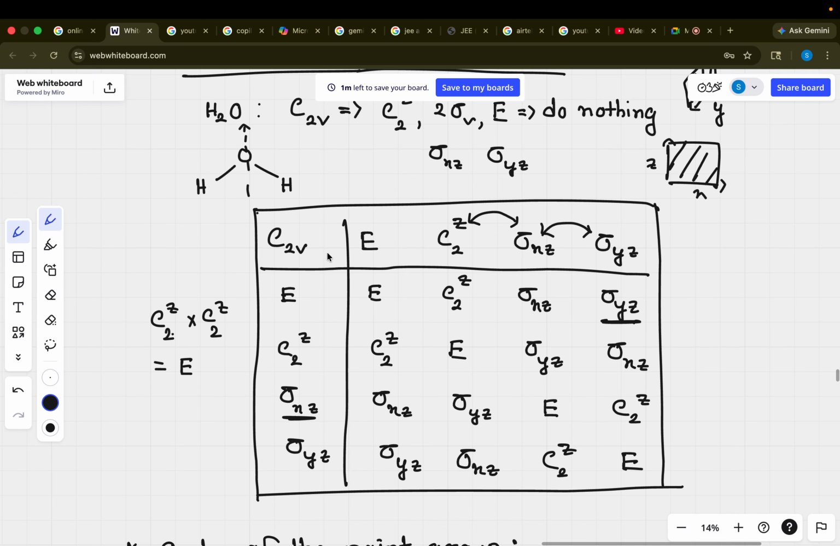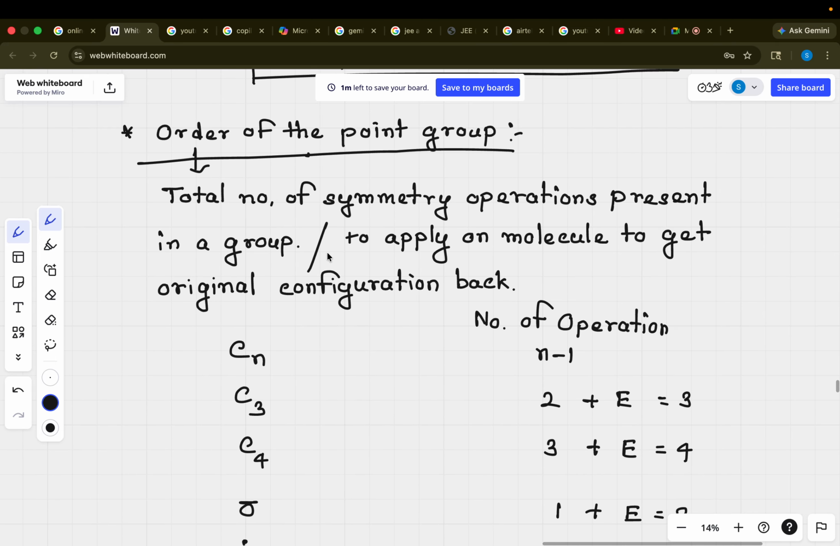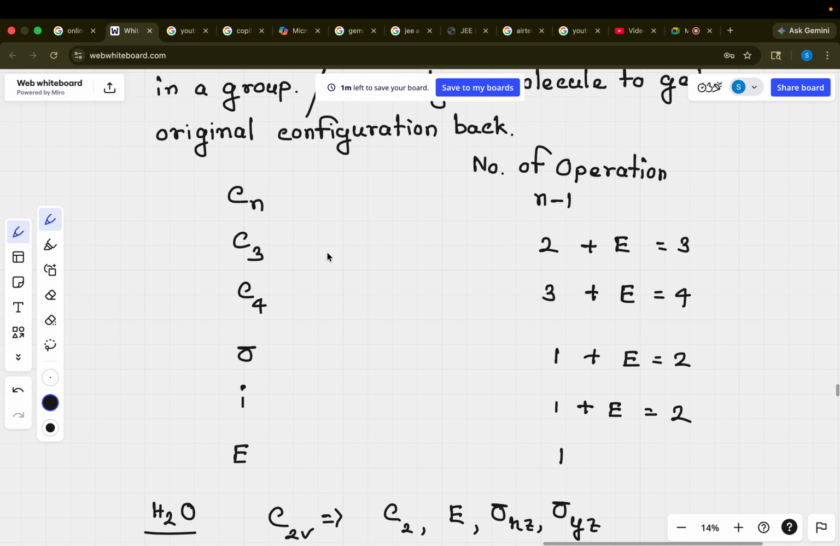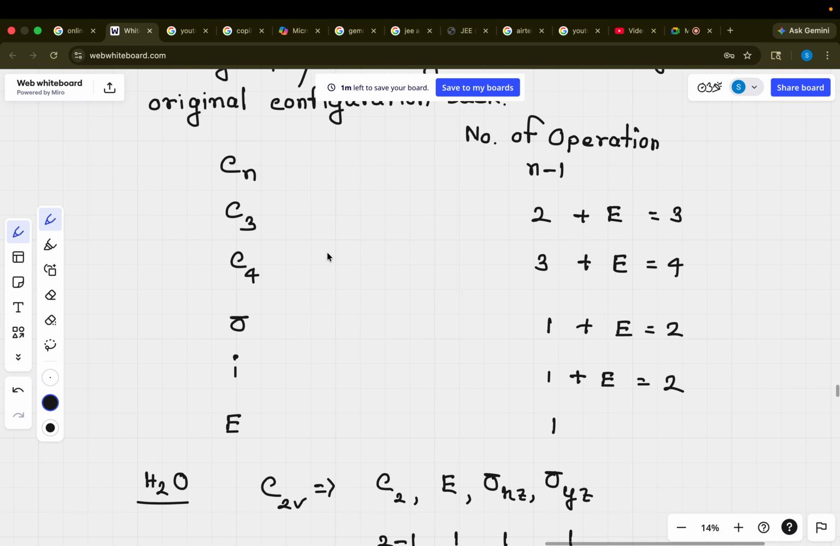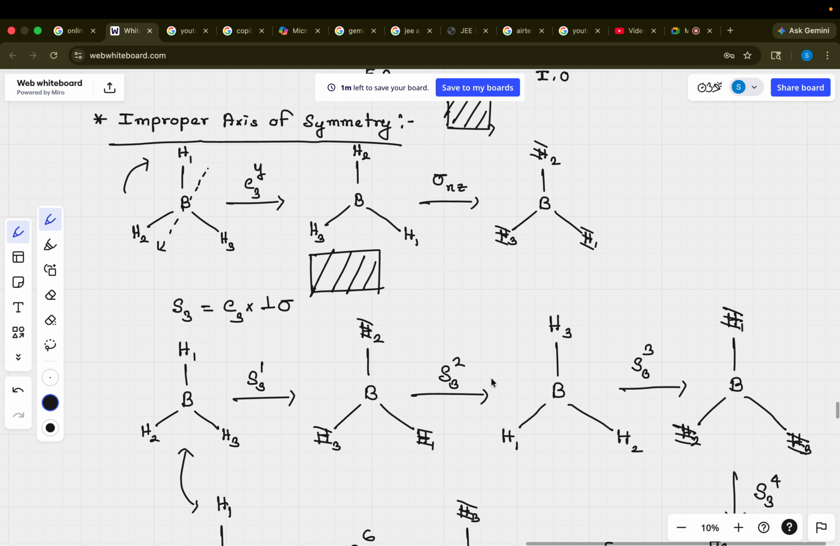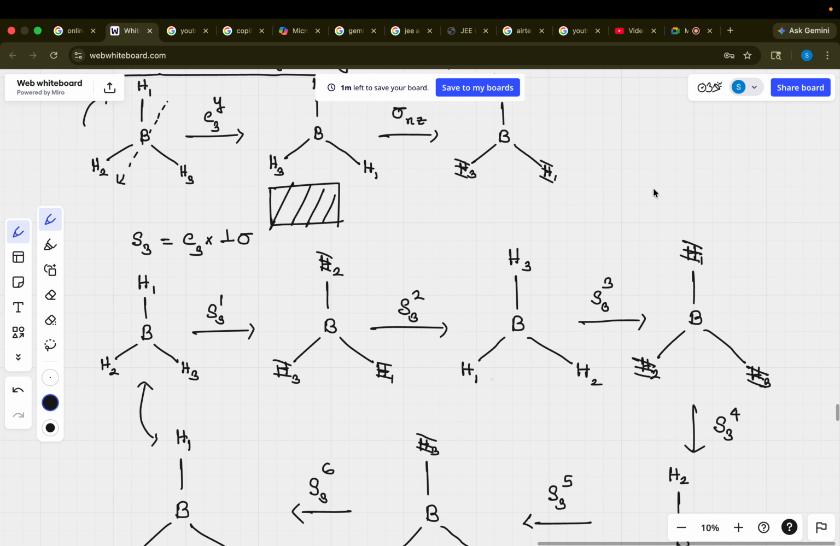You just see how to find out this C2 product. We have these elements, C2z, sigma xz, sigma yz, and now we are multiplying each other. Next we found the order of the point group. First of all, we have to find the number of operations. For a Cn axis it will be n minus 1, sigma will be 1, inversion center 1, identity is also 1. Now for the improper axis of symmetry, you will get S1, S2. S1 is equal to sigma, S2 is equal to the inversion center i, and from S3 we are starting.